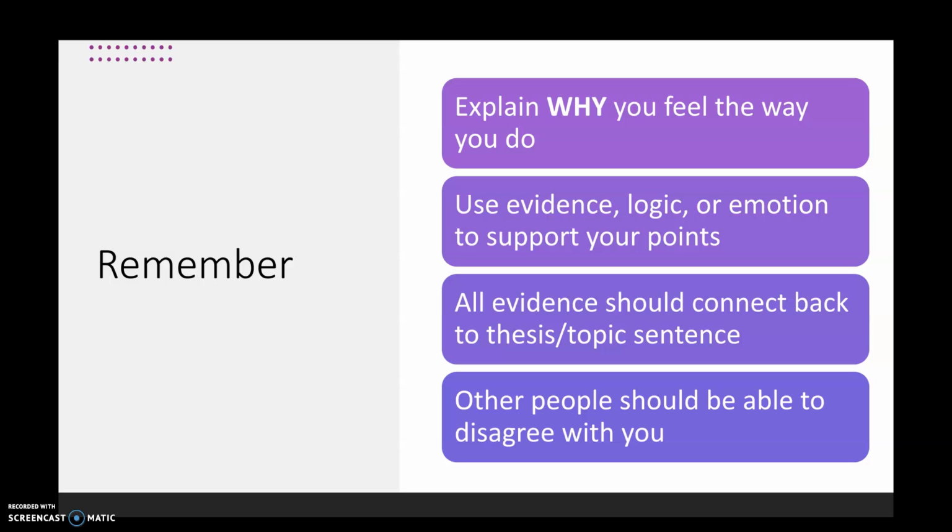And really, other people should be able to disagree with you, right? Because you're trying to persuade someone, you're trying to argue something, and there's no need to argue it if everyone already agrees with you. So other people should be able to disagree with what you've said, but you still want to make the argument as strong as possible, to make that as hard on them as you can.